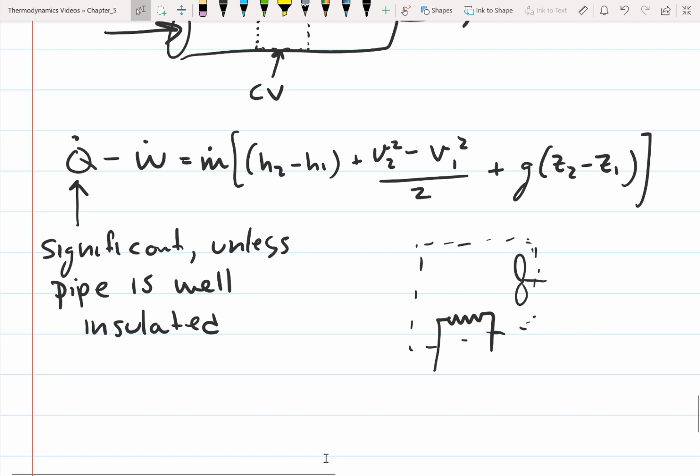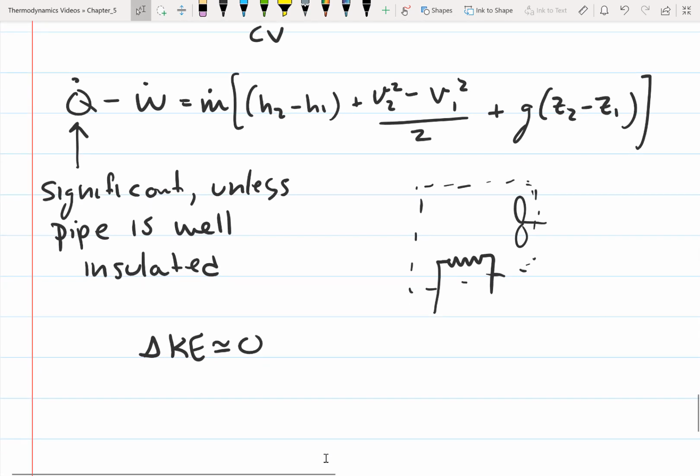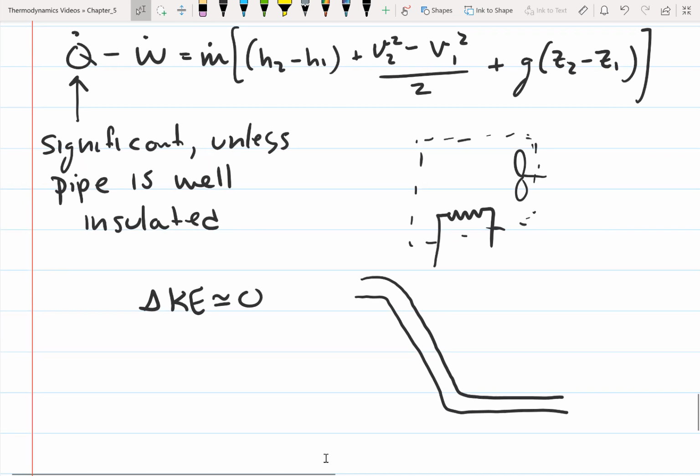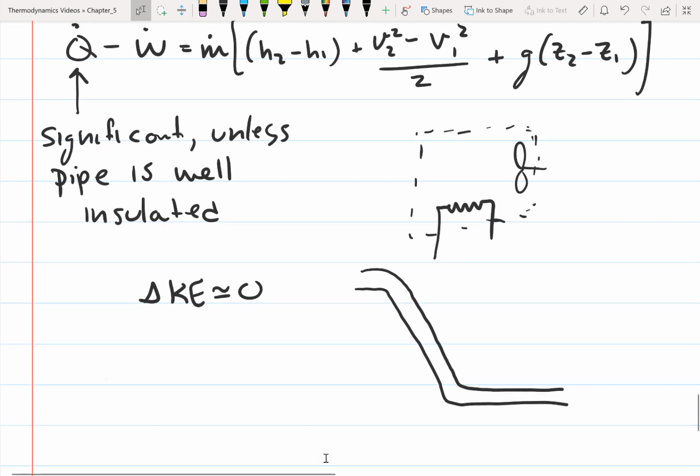The velocities are often low in pipes, and they often don't change much, so often the change in kinetic energy is approximately 0. However, the change in potential energy, if your pipe has a large elevation difference, which a lot of pipes do, like you'll see pipes that are running and then they have a large drop. So let's say this is our pipe. We would need to consider that potential energy in our pipe. If your pipe is all one level or one elevation, then you can assume that the potential energy term is 0.